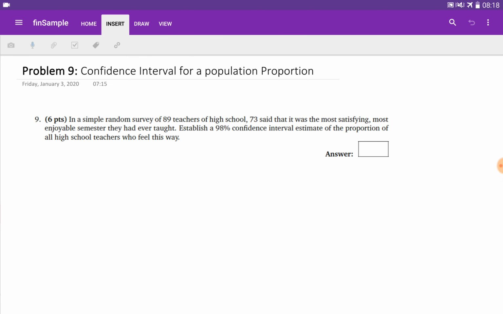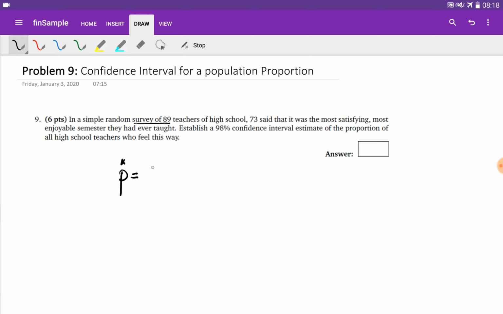Problem number 9 is about a confidence interval for the population proportion, which is a really straightforward problem. In a simple random survey of 89 teachers, 73 said that they are satisfied with the semester. Establish a 98% confidence interval for the population proportion for all the teachers from the school. So the proportion of the teachers who are satisfied with the semester is going to be 73 over 89, which is going to be 0.82. The q hat is going to be 1 minus p hat, which is 0.18.